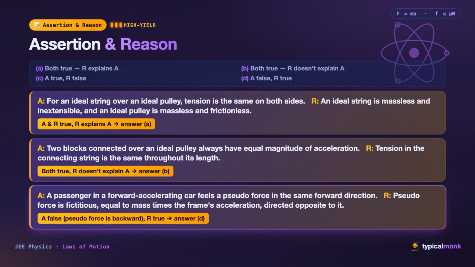Third one, assertion. A passenger in a car that accelerates forward feels a pseudo force acting in the same forward direction. Reason. A pseudo force is fictitious, equal in magnitude to mass times the frame's acceleration, and directed opposite to that acceleration. Check the reason first. That definition is exactly right, true. Now, the assertion: the pseudo force must point opposite to the car's acceleration, backward, not forward, so the assertion is false. Assertion false, reason true, option D.